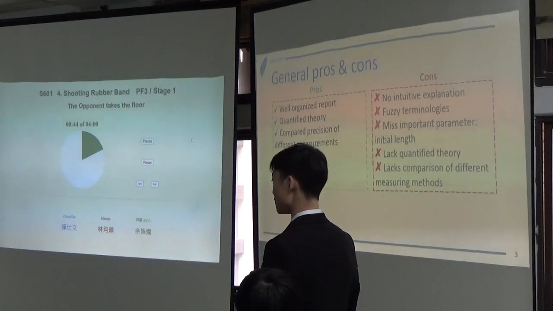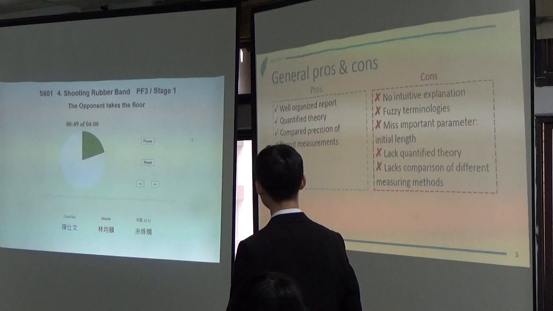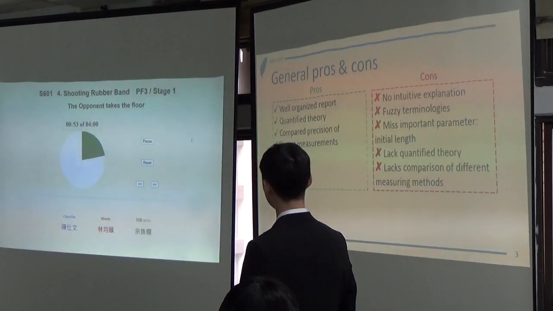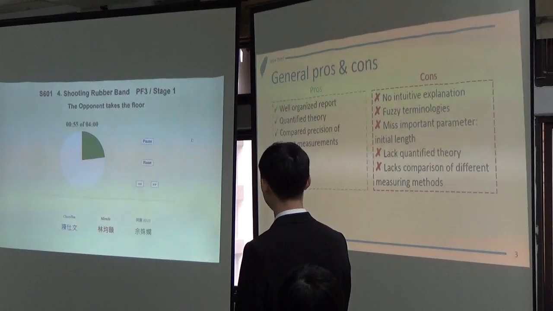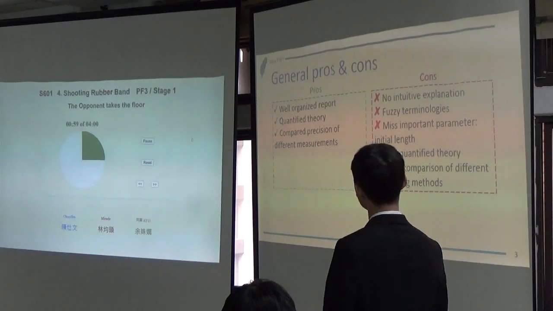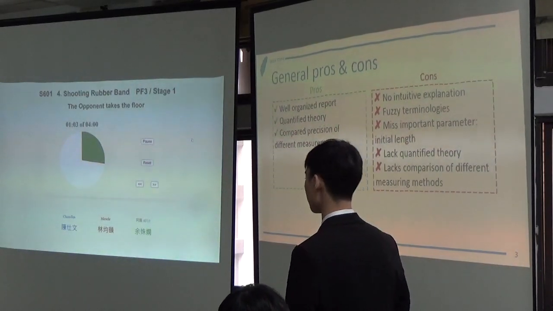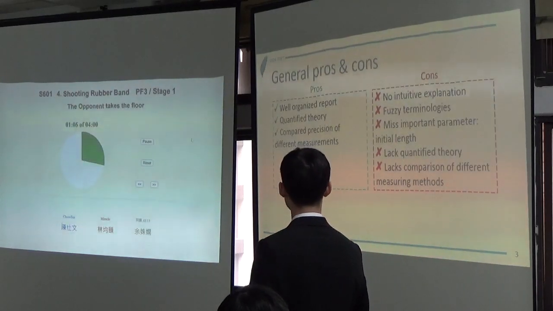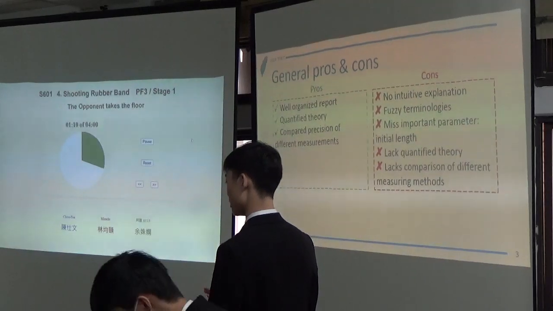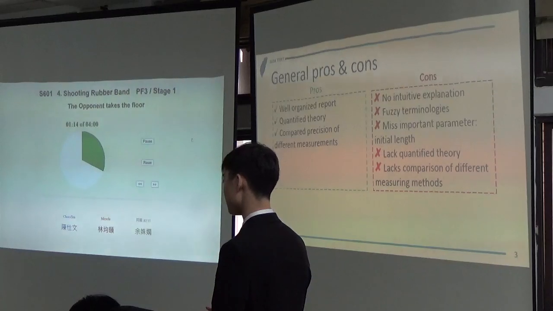Okay, so for general pros and cons of the reporter, we think that you have a really well organized report, and you really have a quantified theory to explain your experimental results, and you have different measurements, and you compare the precision of it. The cons is that we don't see any intuitive explanation for it. You just use a lot of formulas, and the fuzzy terminology means that we don't see your definition of non-uniform stretch, and we don't see how you define spin.